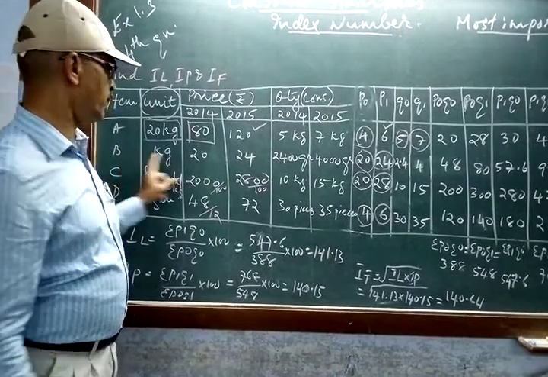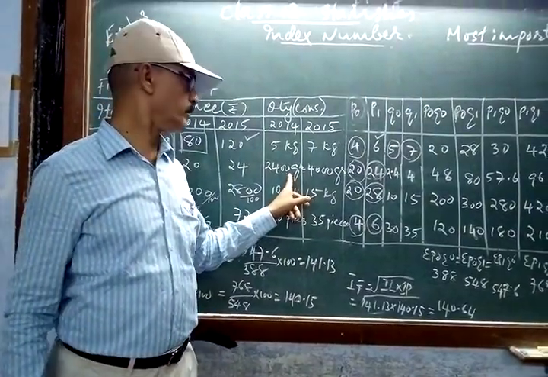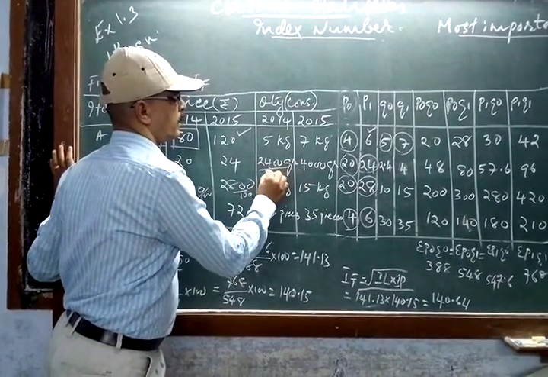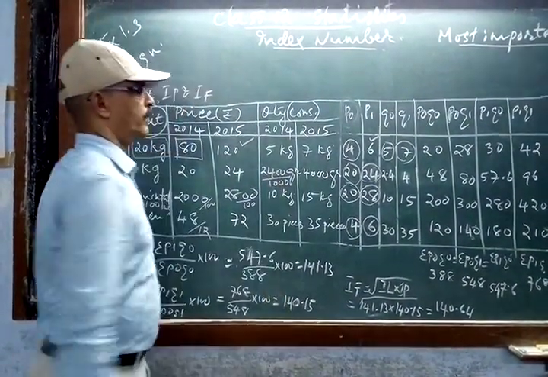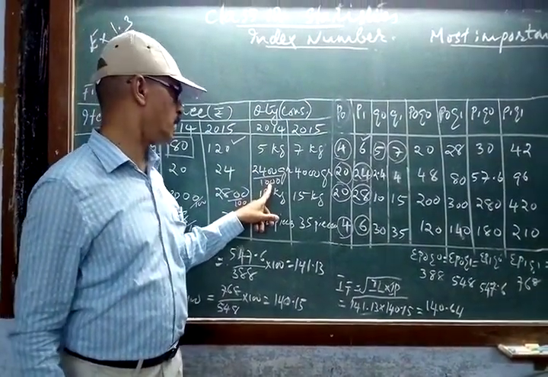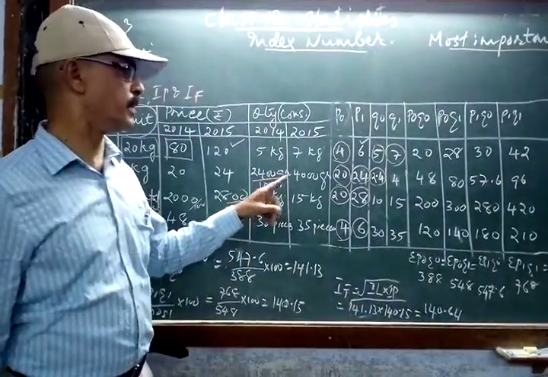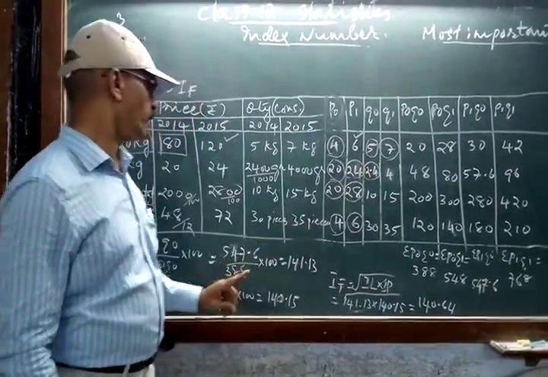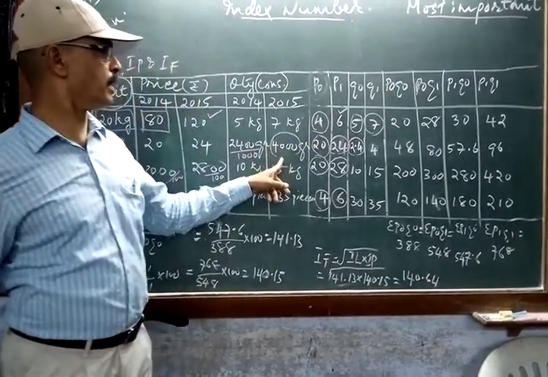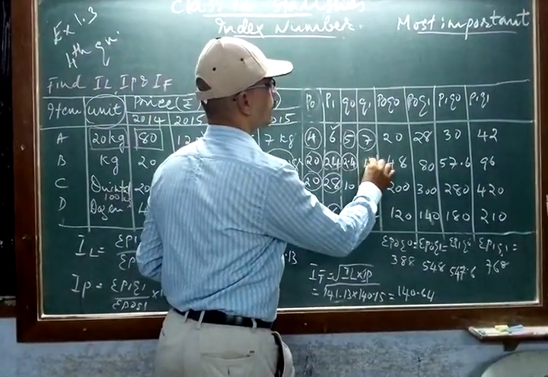When it comes to item B, it is written that 2400 gram is the quantity consumed. When 2400 gram is converted to kilogram, we do it by dividing by 1000, since in a kilogram 1000 grams are there. So 2400 divided by 1000 is equal to 2.4. So the quantity consumed in the base year, Q0, is 2.4. And for the current year, 4000 gram is the quantity consumed, so that is 4000 divided by 1000, 4 kilogram, which is Q1.